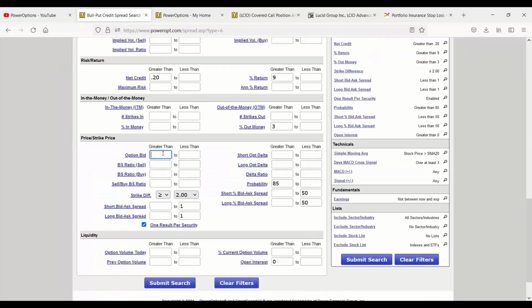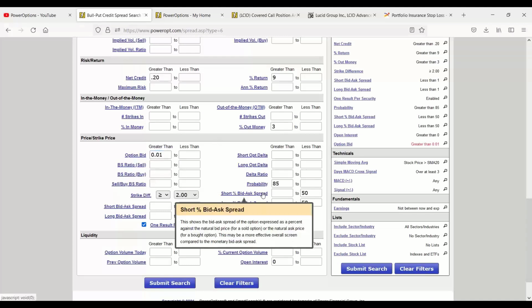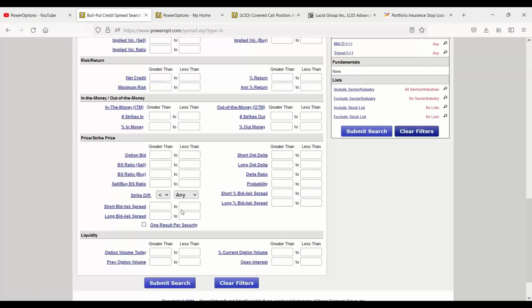So, limitation, option bid, minimum, at least 1 cent. I like to use the short bid-ask spread to limit those as well. Let me clear the filters.